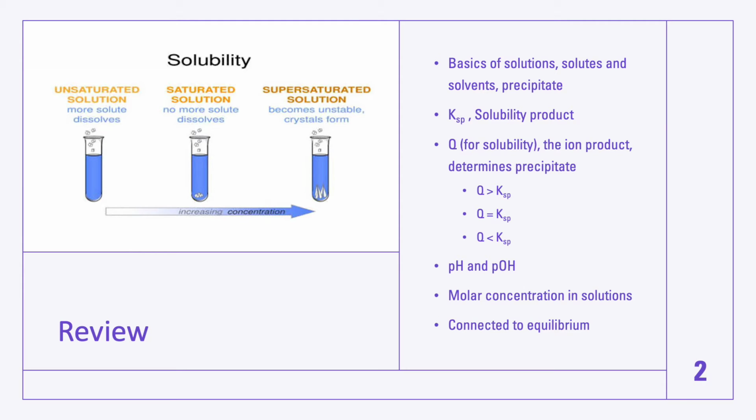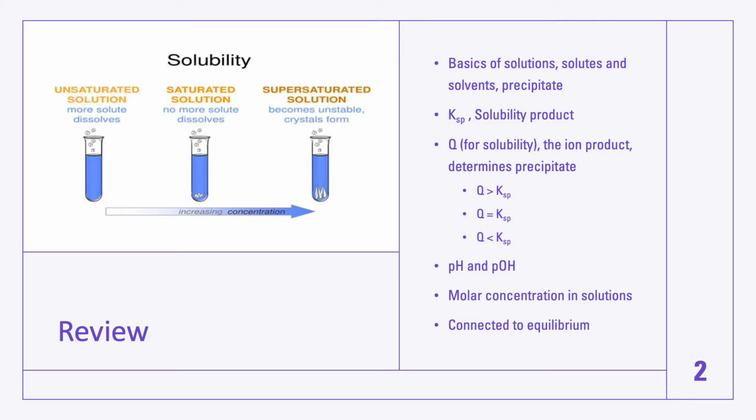So if we look back at our solubility lectures, we learned about the basics of solutions. We learned about solutes, solvents, and precipitates, and most typically our solutes were solid state matter. And we also learned about the KSP, which is a solubility product. We learned about Q for solubility, which is the ion product. And those two terms helped us determine precipitates in solutions.